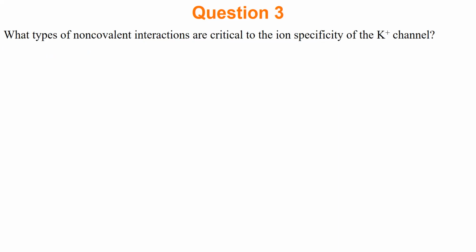3, what type of non-covalent interactions are critical for the ion specificity? I'll just go ahead and answer this. This is the ion interaction between the potassium and oxygens inside the channel. So these are going to be ion-polar interactions. Generally going to be that type of interaction where you have a polar oxygen interacting with charged potassium, or charged polar interaction.